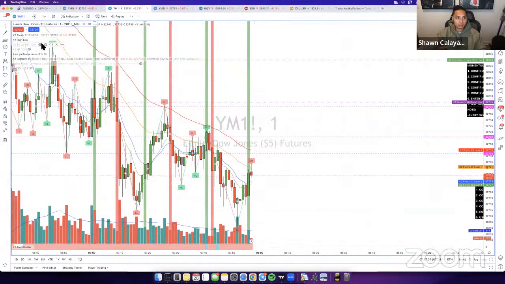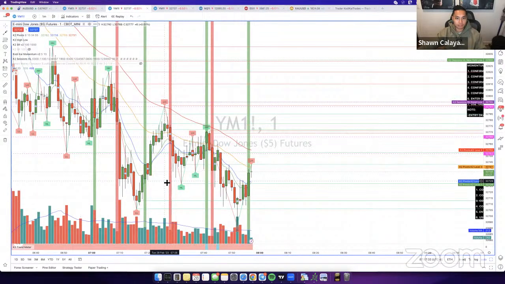Another good thing too, a lot of you guys are familiar with the snipe strategy. If you get a wick rejection off the pivot and you get a wick rejection off the structure, then the odds of it dropping even further are very likely. It's basically a no-brainer at that point.